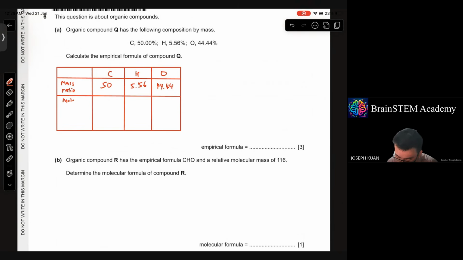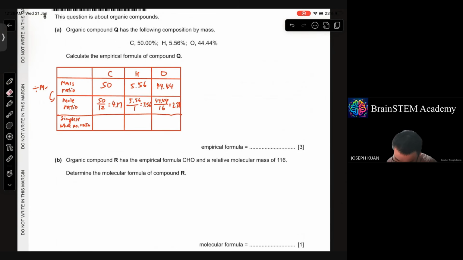Then we can turn this to mole ratio. So what do we do? We divide by molar mass. Okay, use a periodic table. Carbon is 12. That gives us 4.17. And hydrogen is 1. That gives us the H number. And oxygen is 44.44 divided by 16. That gives us 2.78. Okay, our third step is we have to change this to a simplest whole number ratio.